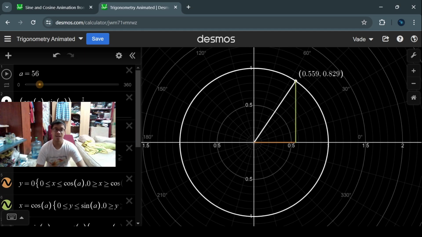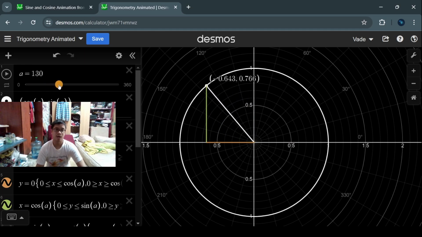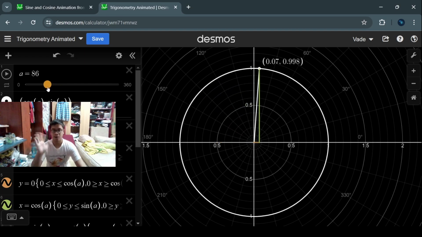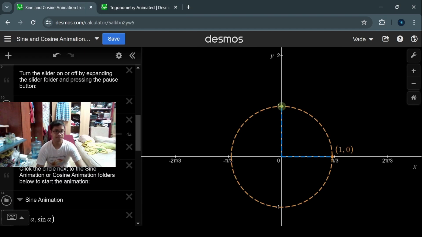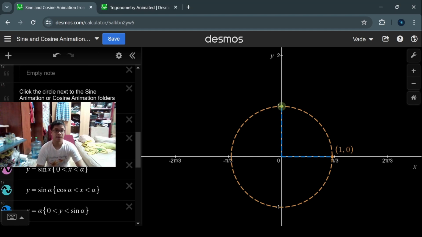Like right now, you see it has 0.829. Here we have 1. We have 0.766, and so on and so forth. So we're going to focus on the y value. Focus on the y value. So here's the thing.